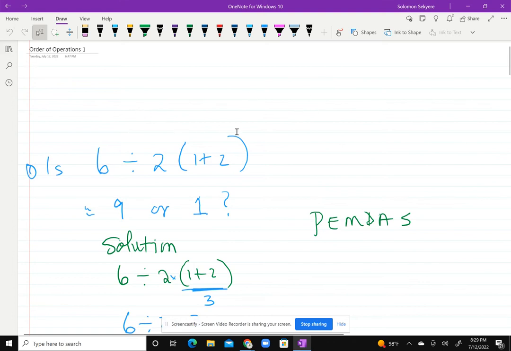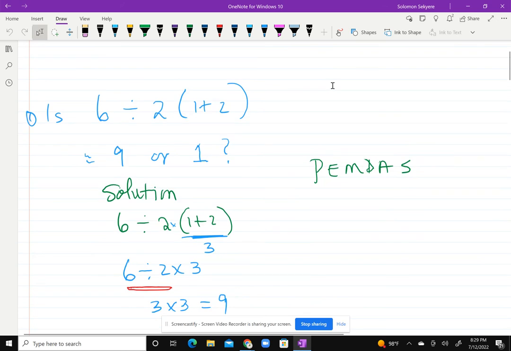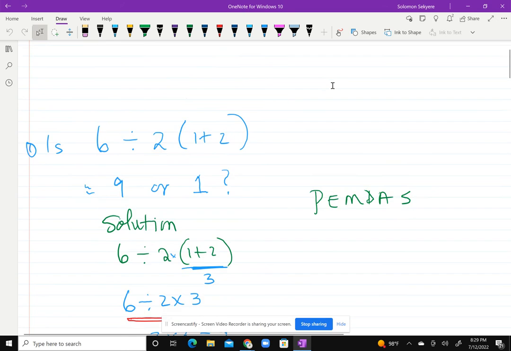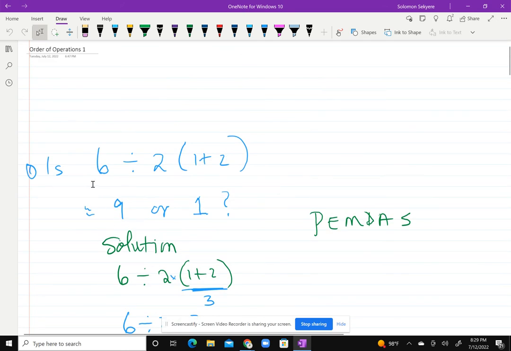Okay, let's do some challenging exercises here on order of operations. Order of operations is good for programming, also known as coding. You have to follow some steps to get the result that you want. Anyway, now I have the first question here.